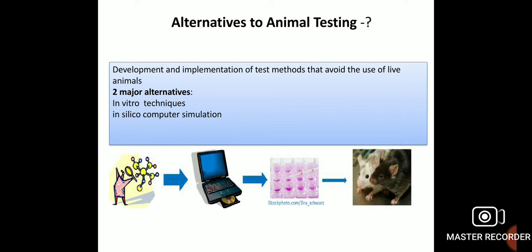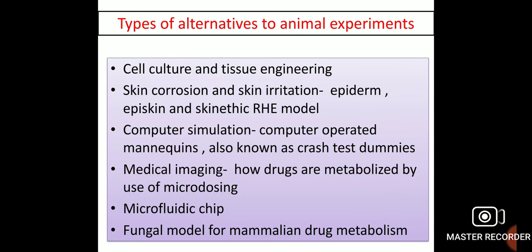So, what are alternatives to animal testing? Development and implementation of test methods that avoid the use of live animals. There are two major alternatives: in vitro techniques and in silico computer simulation. There are also various types of alternatives to animal experiments like cell culture and tissue engineering. Skin corrosion and skin irritation models like EpiDerm, EpiSkin and SkinEthic reconstituted human epidermal models are available.